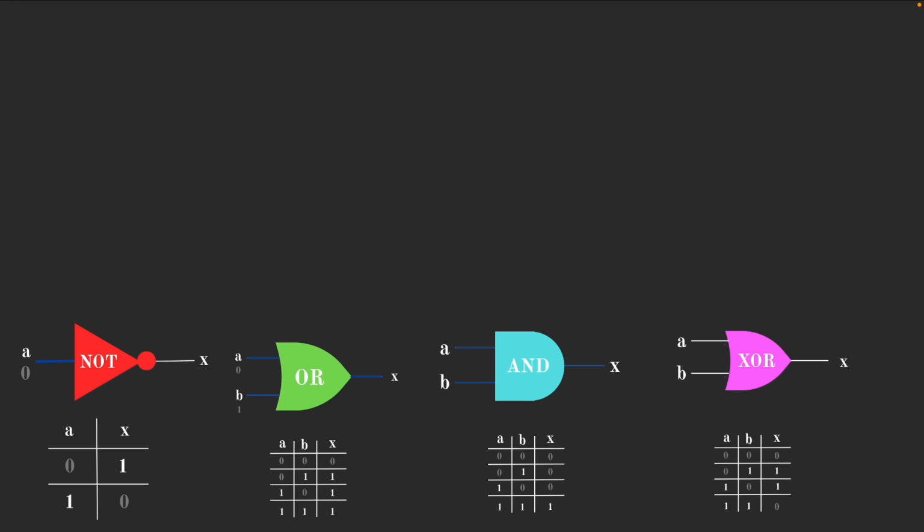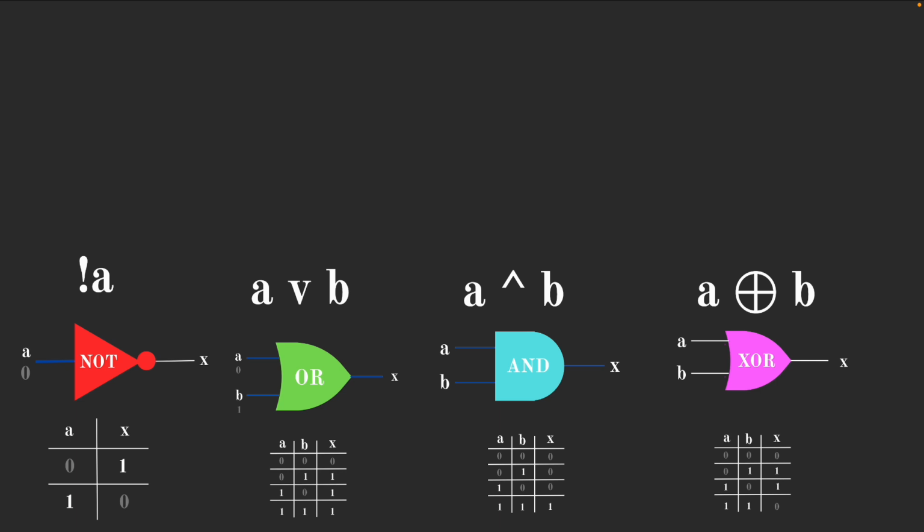Now, in computer science, each of these logic gates has a symbol. For NOT, it's an exclamation mark before A. For OR, it's A with a V in the middle. For AND, it's A with a caret. And for XOR, it's this funky circle with intersecting lines in it.